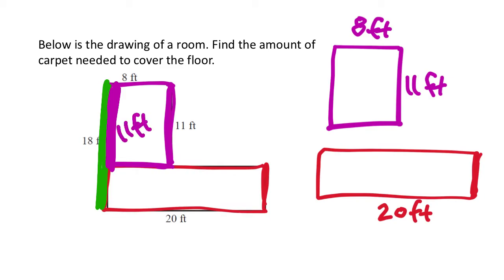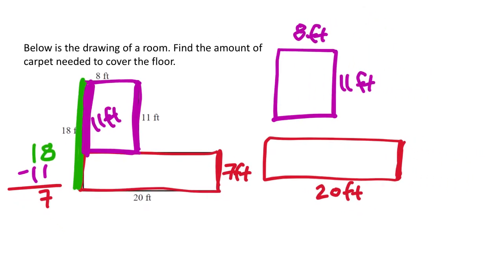So if I want to figure out that red side, I need to take the full length, which is 18, and subtract that part of it, which is 11 feet in purple. That's going to tell me how long that red section is. So 8 minus 1 is 7, 1 minus 1 is 0. So it looks like this length right here is 7 feet. So I know it's a 20 foot by 7 foot rectangle now.